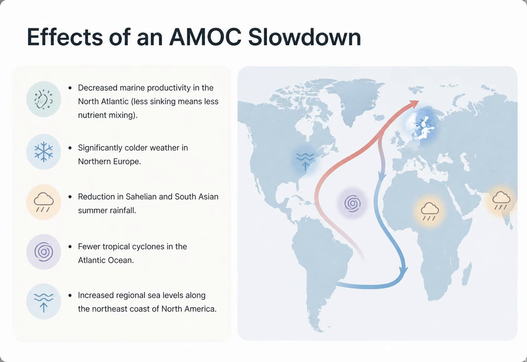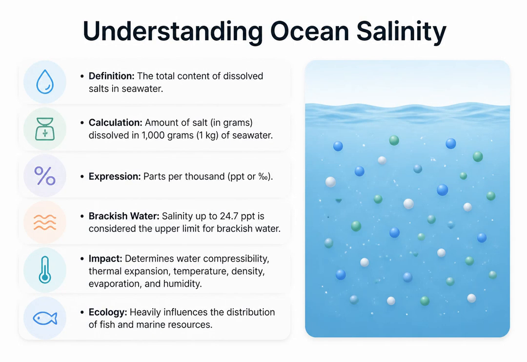If AMOC continues to substantially weaken, the cascading effects will be severe. First, we would see a decrease in marine productivity in the North Atlantic, because less sinking water means less vertical mixing of vital nutrients. Northern Europe would experience significantly colder weather, losing its warm water heating system. Globally, weather patterns would shift, leading to less summer rainfall in the Sahel region of Africa and South Asia, potentially threatening agriculture. We would likely see a reduced number of tropical cyclones in the Atlantic. Additionally, the changing ocean dynamics would cause an increase in regional sea levels, specifically along the northeast coast of North America.